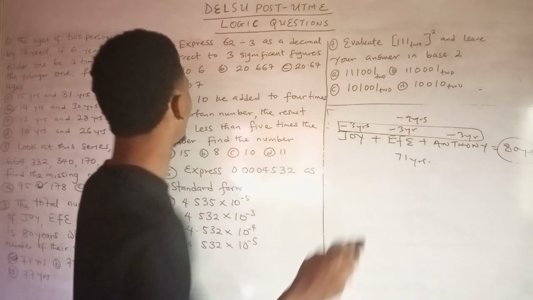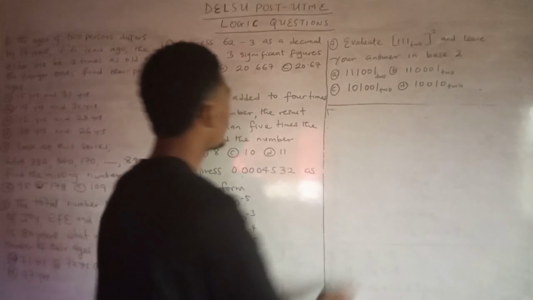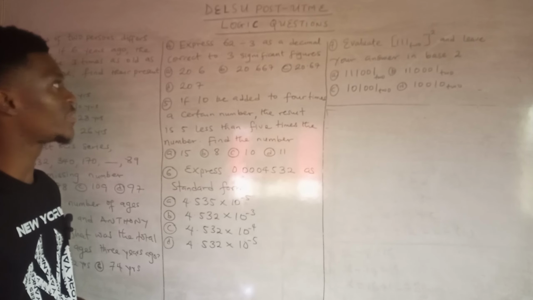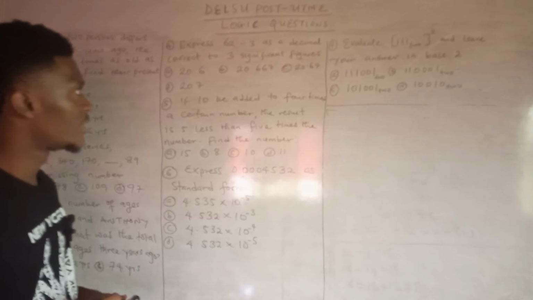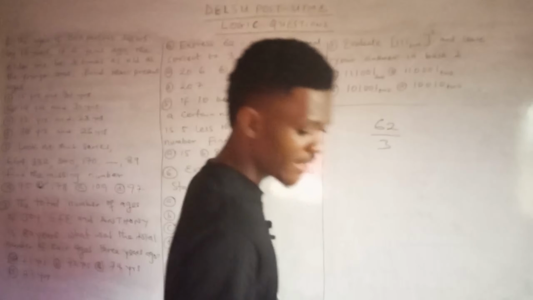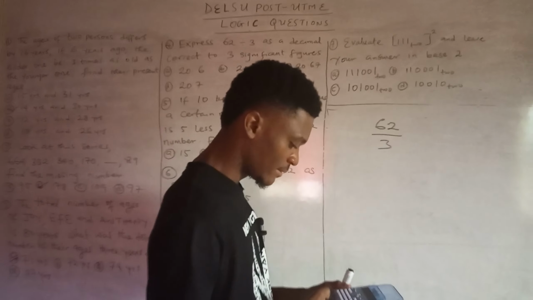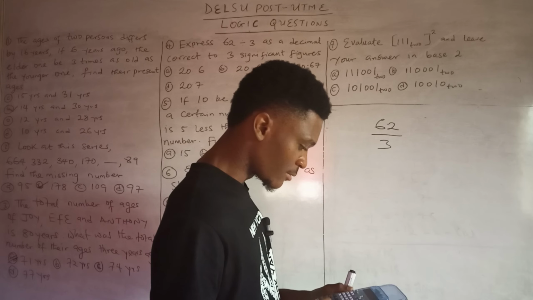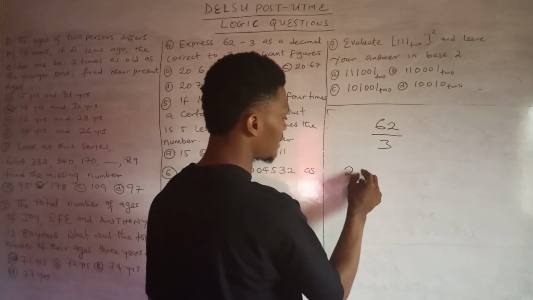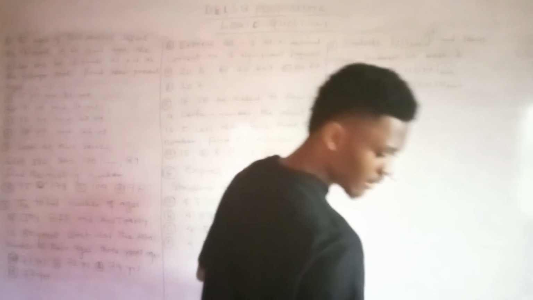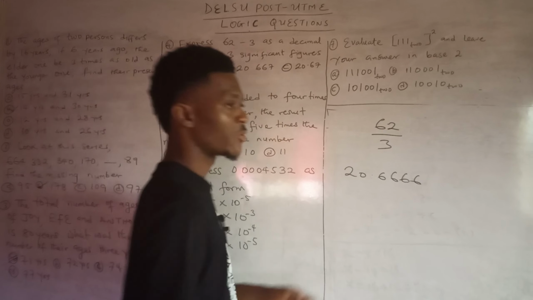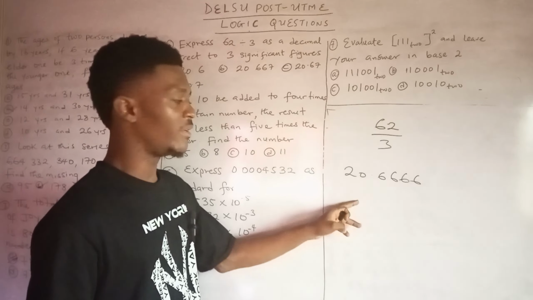Then question 4. Express 62 divided by 3 as a decimal correct to 3 significant figures. So this one is just straightforward. 62 over 3. When we divide 62 by 3, with the aid of our calculator, we arrive at 20.6666, just like that. It's just 6666 and so on. So this was the value we arrived at.